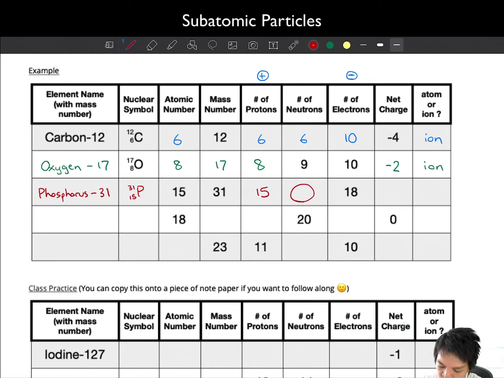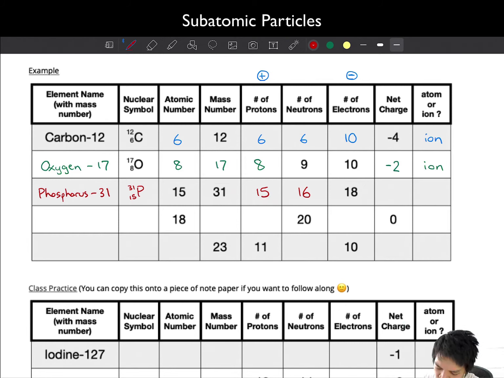Number of neutrons. We can get that, because I know that protons plus neutrons equals mass number, meaning 15 plus something equals 31. What does that something have to be? Well, it's got to be 16, right? 16, because 31 minus 15 equals 16. So you can check your work. 15 plus 16, does that equal 31? It should.